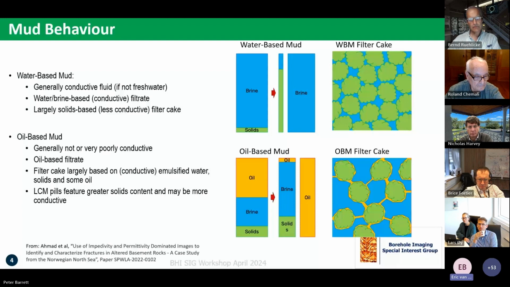So strangely enough, your oil-based mud filter cake contains vast amounts of conductive phase, the brine, which acts as a conduit for all kinds of weirdness that you would otherwise not see in a regular oil-based mud. Now, filter cakes, or at least filter cakes from LCM pills, usually have a greater solids content, so maybe they are more conductive also than the oil-based mud that they were transported in.